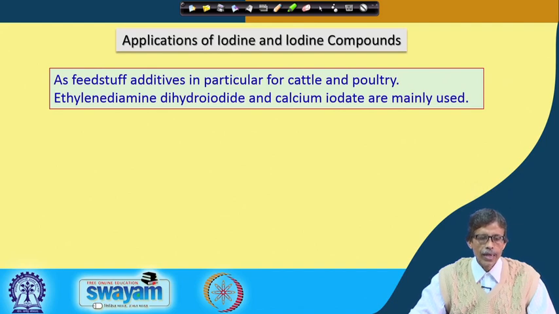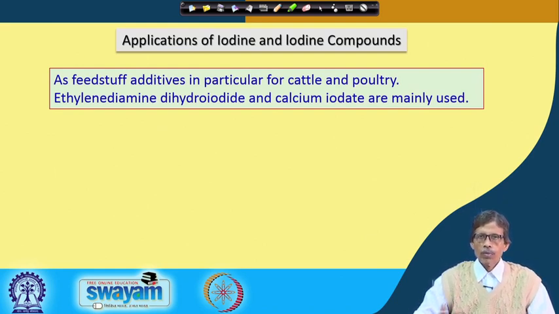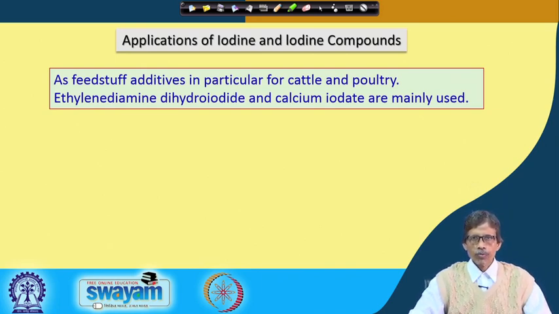Similarly, ethylene diamine dihydroiodide and calcium iodide are compounds we should know, because we have already seen that calcium iodide is a naturally occurring compound. If we are able to get that calcium iodide in a purified form, because you are adding it to a food material, a feedstuff, it should be highly pure. Otherwise you have to go through iodine production, then formation of sodium iodide, and that sodium iodide should be converted to calcium iodide.